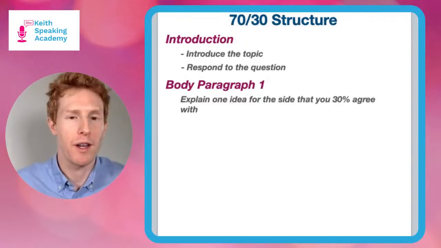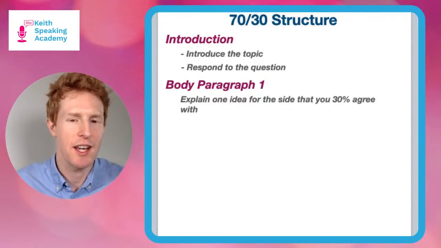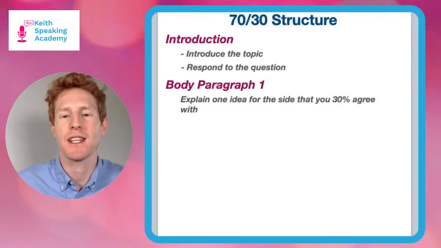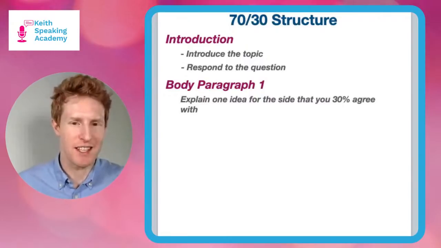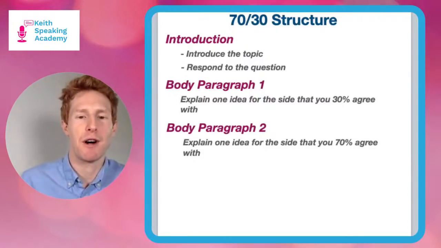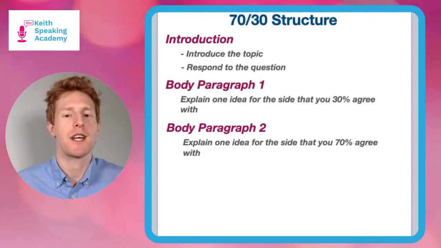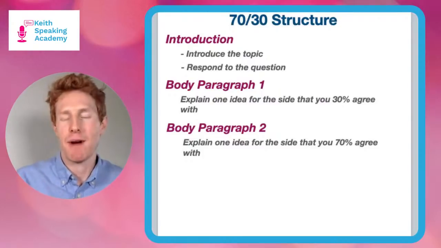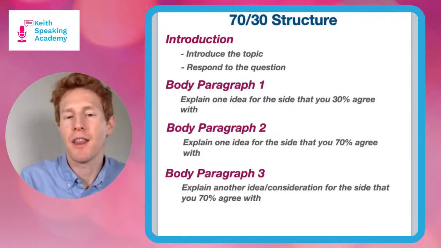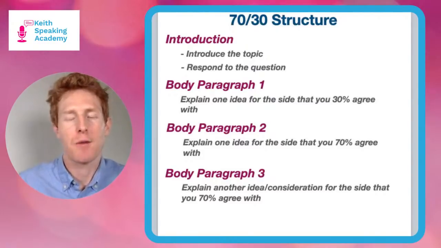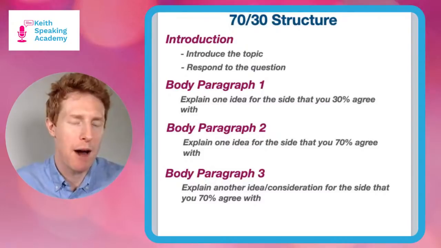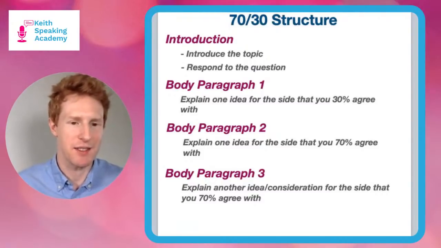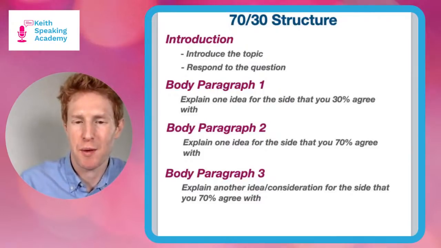Next, we're going to have body paragraph 1. And because we're using the 70-30 structure, let's start with an idea that explains the idea or the side that we don't fully agree with. So our 30% side. And then after that, we'll have body paragraph 2, which explains one idea for the side that you 70% agree with. And then body paragraph 3, which explains another idea for the side that you agree with. Now, body paragraph 2 and body paragraph 3 can be combined into one paragraph. So you can have one paragraph with 2 ideas as long as they're from the same perspective. So they're, for example, both agreeing with the question.